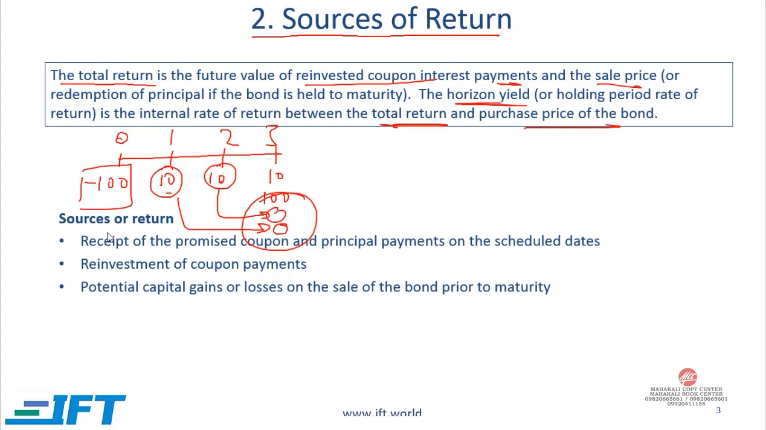So what are the different sources of return? One source of return is the receipt of promised coupon and principal payments on the scheduled date. The other source of return is the reinvestment of coupon payments. When these coupon payments are reinvested, there is an interest income that investors will earn. And finally, potential capital gains or losses on the sale of the bond prior to maturity. We'll now go over several examples from the curriculum which will illustrate these concepts.